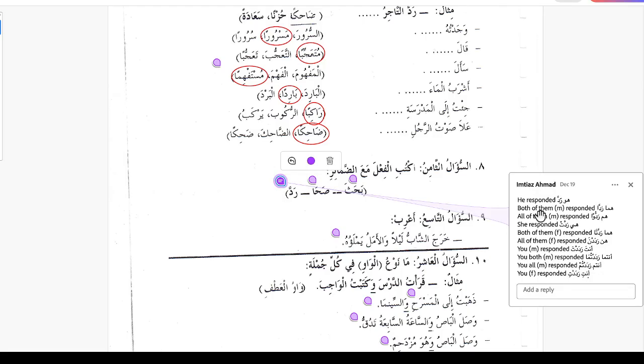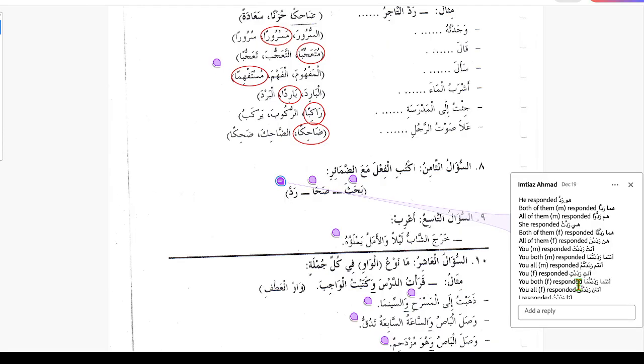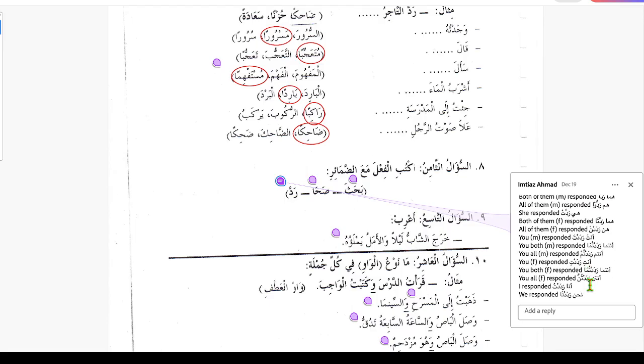Radda, to respond. Huwa radda, huma radda, hum raddu, hiya raddat, huma raddata, hunna raddadna. So from here, this is the shadda. From here, it breaks into two letters. So hunna, this is the mudaf verb. So hunna raddadna, and then from here it is simple. Anta raddatta, antuma raddattuma, antum raddattum, anti raddatti, antuma raddattuma, antunna raddattunna, ana raddattu, nahnu raddadna.